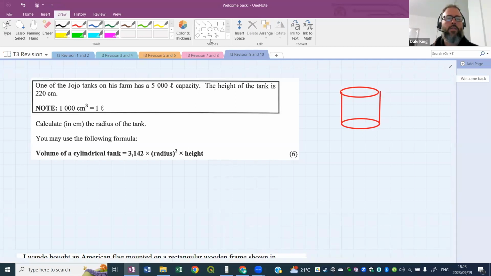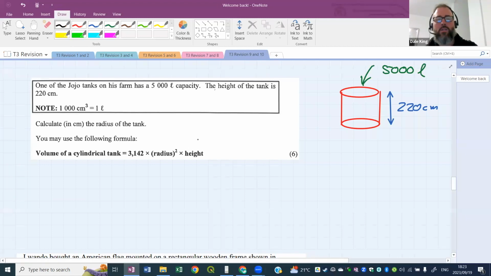They say that the height of the tank is 220 centimeters, and its capacity is 5,000 liters. Where on earth do we even start with this? They want to know, what is the radius? Yikes. Who's got an idea?